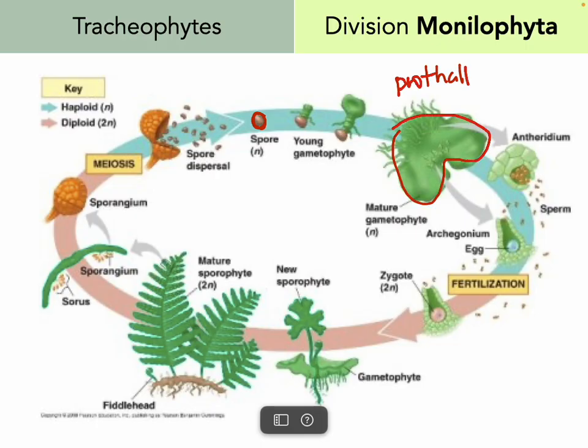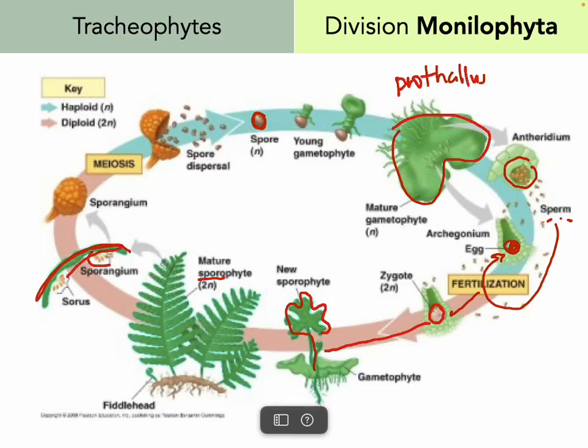This is called prothallus. On the prothallus, you have both male producing sperm, right? And female producing eggs. Sperm swim to the eggs, and they fertilize. They make a zygote, and the zygote grows up to become the new sporophyte. And the sporophyte produces spores. Underneath the leaf of the sporophyte, they have sporangium. And the sporangium produces spores, and the spores are released to grow back into the prothallus again.